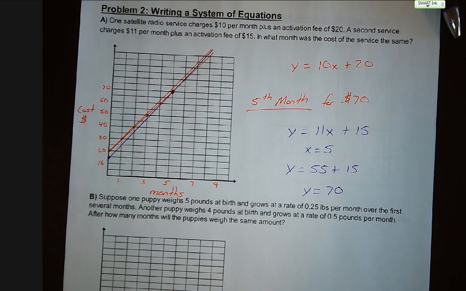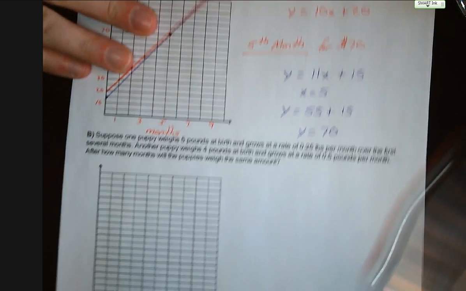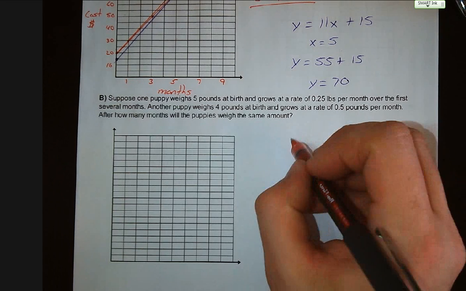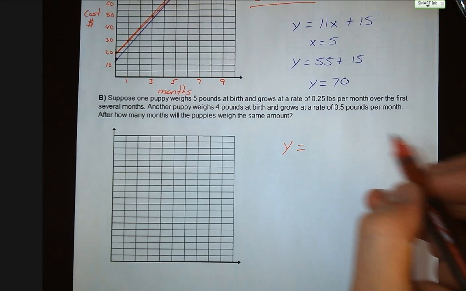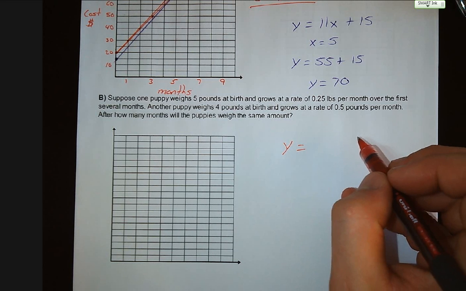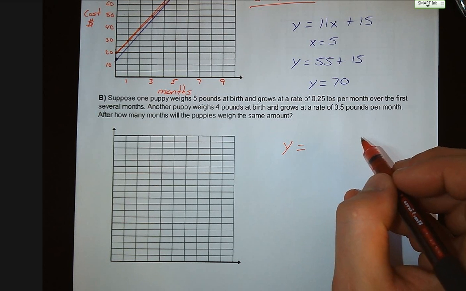All right. So our second example, suppose one puppy weighs 5 pounds at birth and grows at a rate of 0.25 pounds per month over the first several months. Another puppy weighs 4 pounds at birth and grows at a rate of half a pound per month. After how many months will the puppies weigh the same amount?